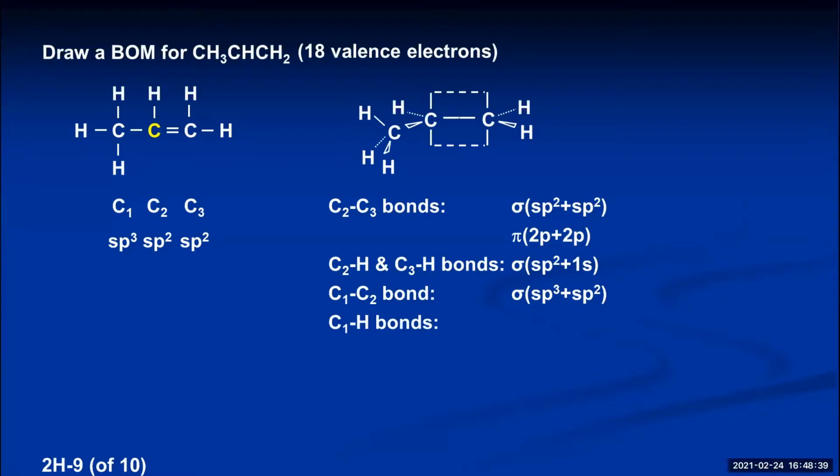Perfect. And then finally, what are the bonds between carbon 1 and each of its hydrogens? What would be the name of those bonds? Sigma sp3 plus 1s. Yes, they would. And that's how you draw bond orbital models.